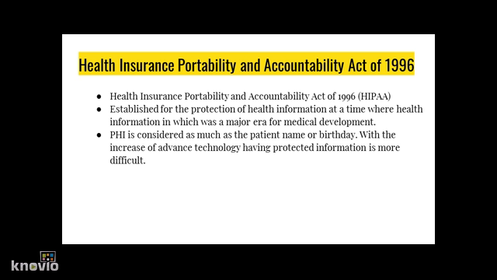The second one says PHI is considered as much as the patient's name or birthday. With an increase in advanced technology, having protected information is more difficult. For example, at my job currently, I work at a medical billing office, and when a patient calls about their record, or if we call them, we have to verify them and ask them for their birthday and then also their full mailing address. If the patient provides the wrong information, we then ask them for their last four social, and then if all else fails, we'll ask for their member ID or their insurance card.